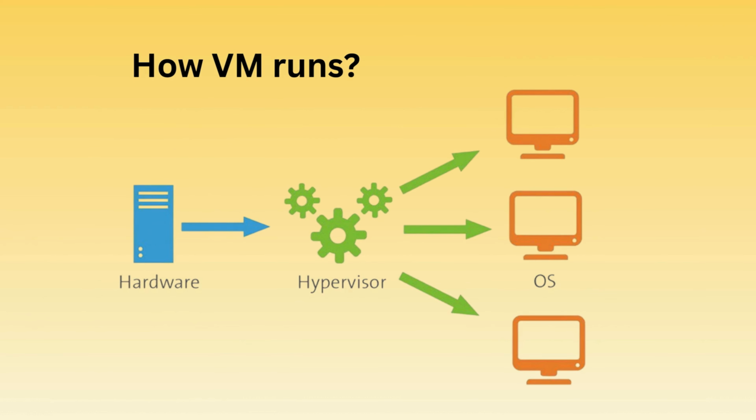Let's see how a virtual machine actually runs. When you start it, the hypervisor allocates a portion of your system's resources, such as CPU cores, memory, and disk space, to that particular VM. For example, if your computer has 16 GB of RAM, you might give 4 GB to the virtual machine. The virtual machine then uses that portion as if it were its own dedicated hardware. It boots up, loads an operating system, and behaves just like a physical computer.